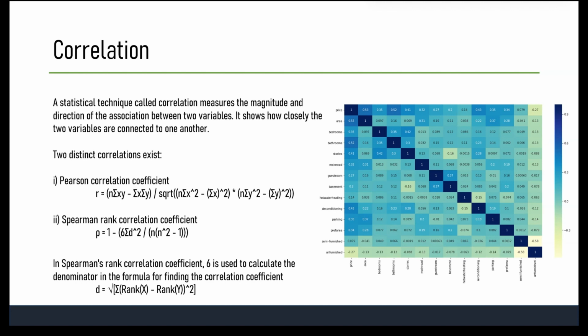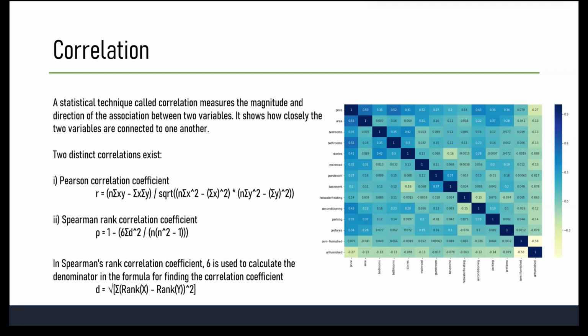So correlation is a statistical measure that quantifies the strength and direction of relationship between two variables. So it indicates how well the two variables are related to each other. So basically there are two types of correlation. One is Pearson, another one is Spearman rank. So the Pearson correlation coefficient measures the relationship between two continuous variables. Okay, so it ranges from -1 to +1, where -1 indicates perfect negative correlation, +1 indicates a perfect positive correlation, and 0 indicates no correlation.